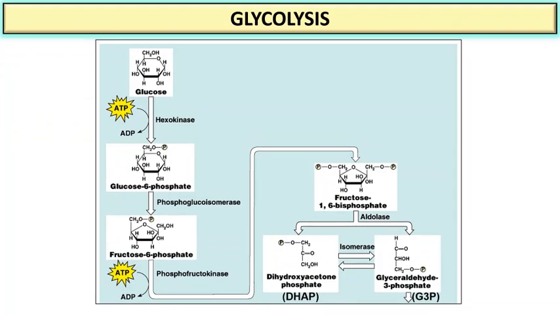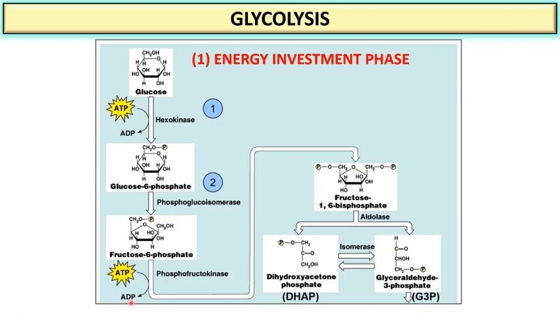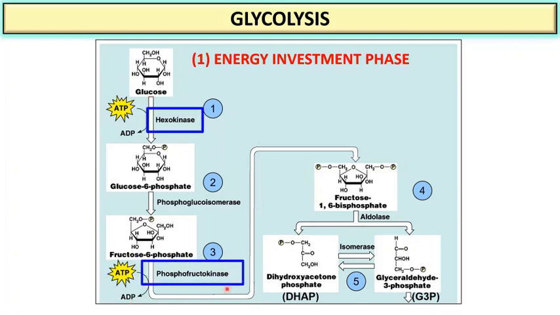Okay, let's overview the steps involved in glycolysis. There are 2 phases involved. The first phase is the energy investment phase. During the energy investment phase, there are 5 steps involved. It is called the energy investment phase because during this phase, ATP will be used. 2 enzymes that you must memorize in this phase are hexokinase and phosphofructokinase.